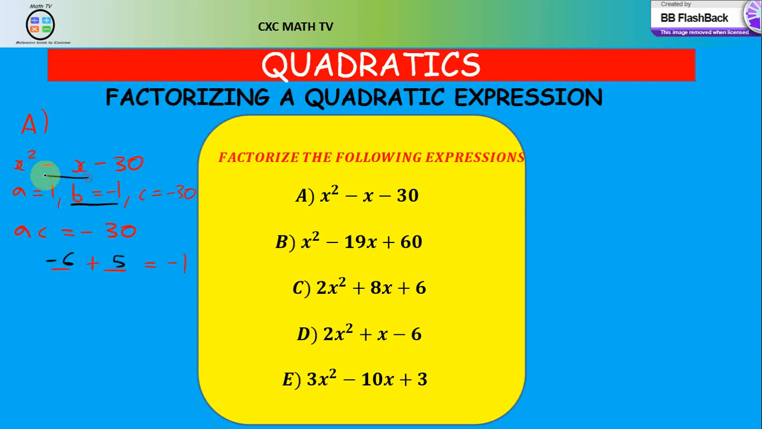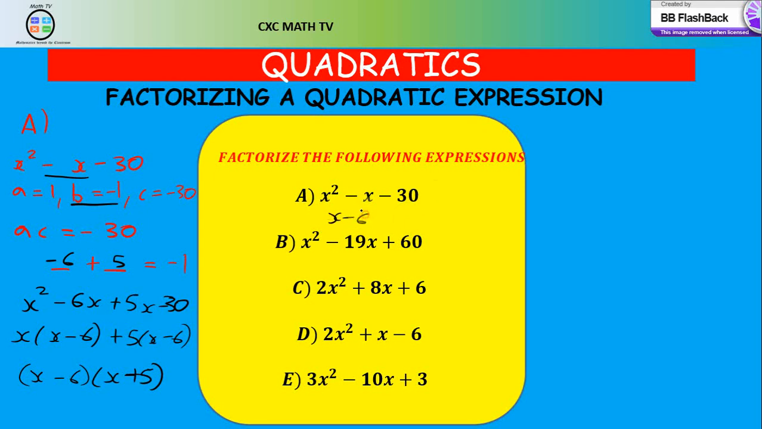Now we're going to replace the middle term with those two numbers, but put on the x, so negative 6x plus 5x minus 30. Now proceed to regular factorization. From the first two terms, they have x in common. From the next two terms, they have 5 in common. Then we can factor out x minus 6. So our answer is x minus 6 times x plus 5. That's it.